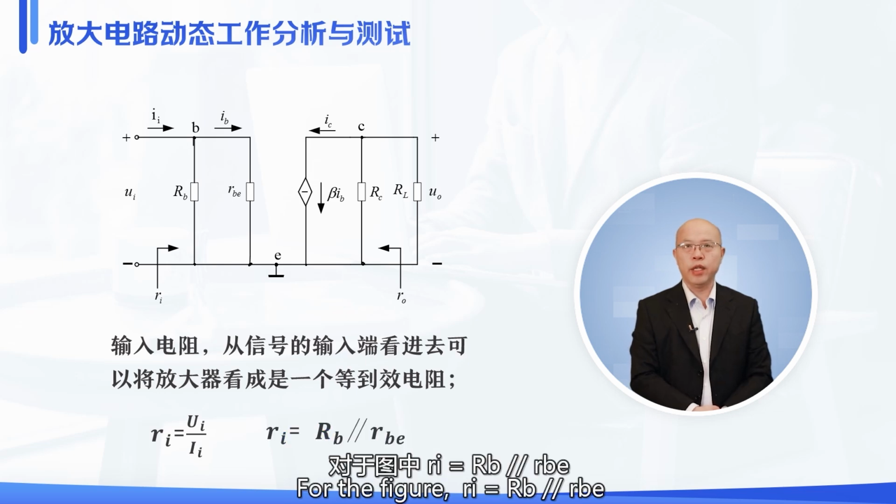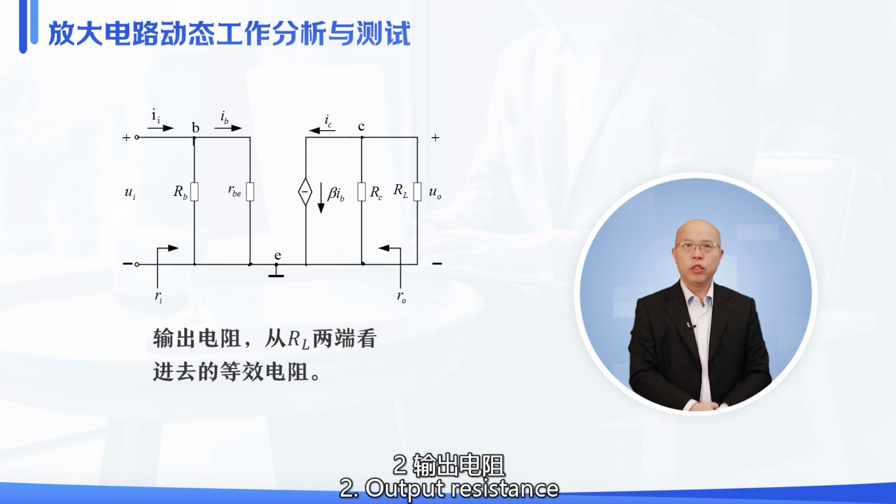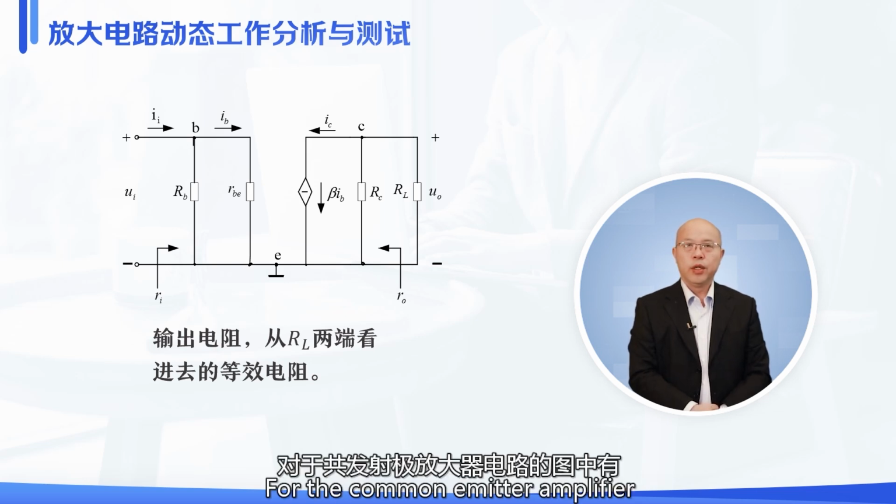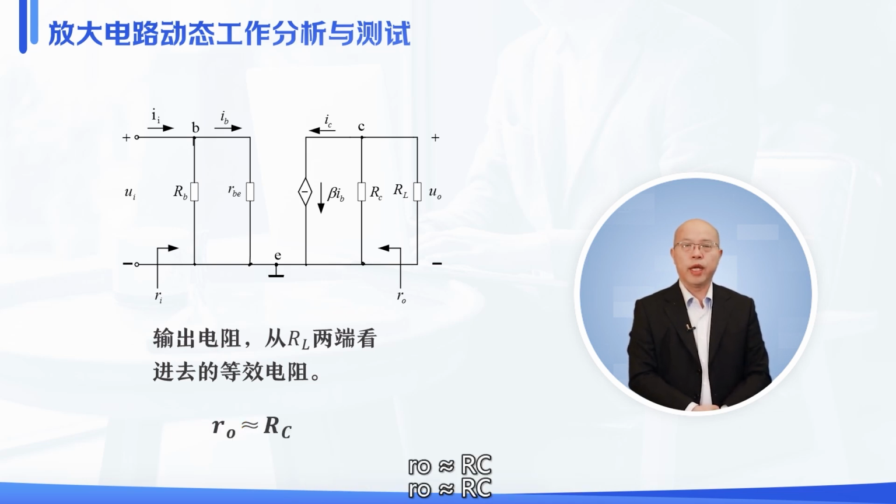For the figure, Ri equals Rb parallel rbe. 3. Output resistance. Output resistance is the equivalent resistance looking into the two ends of RL. For the common emitter amplifier circuit in the figure, Ro approximately equals Rc.